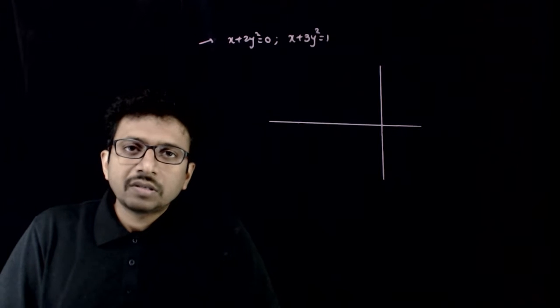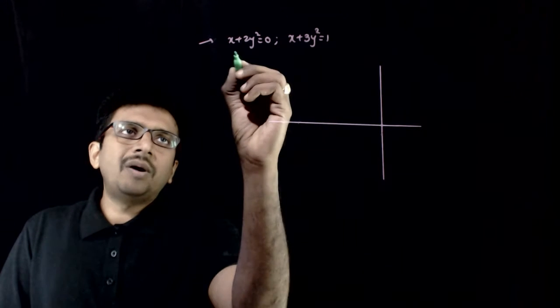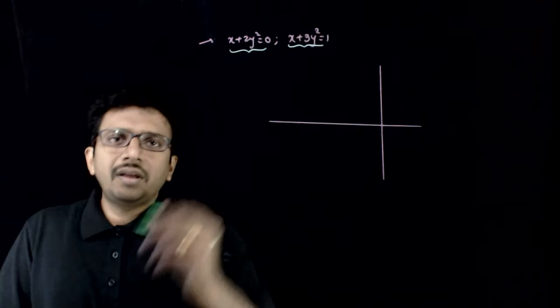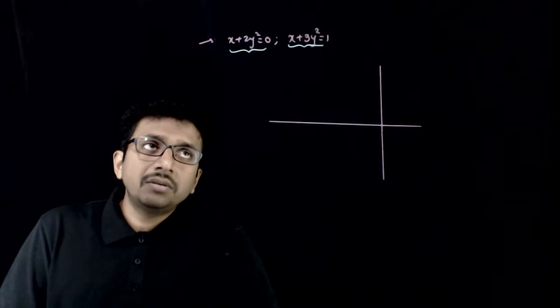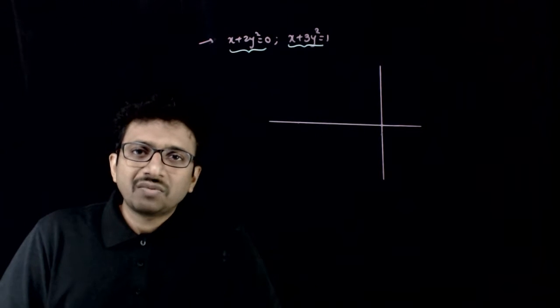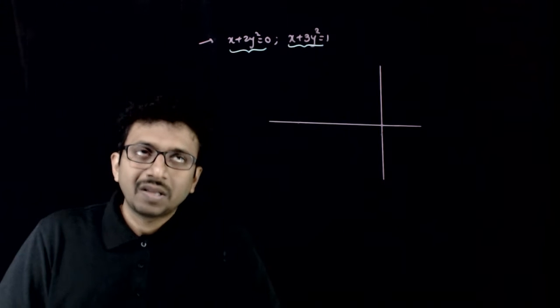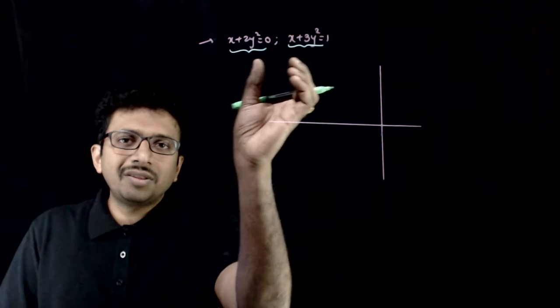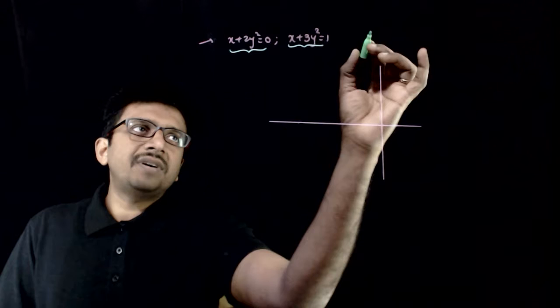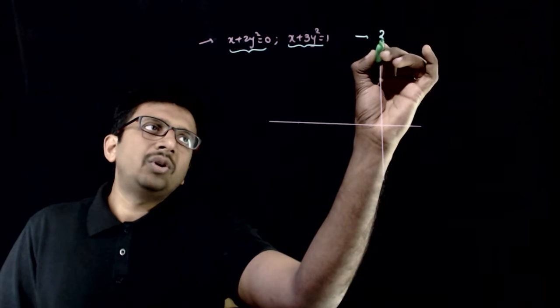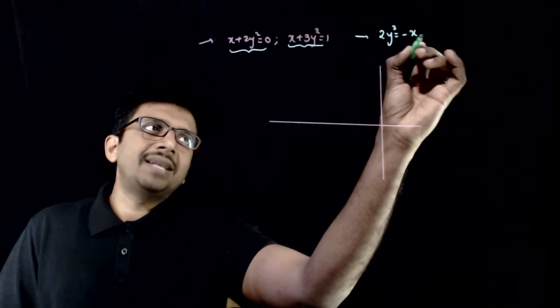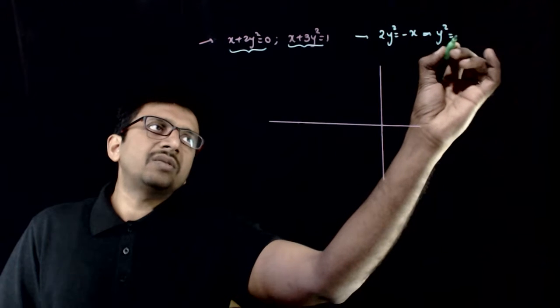So welcome students. In this question you're asked to find the area bounded by the curves x + 2y² = 0 and x + 3y² = 1. So first let us try to draw the graphs of these. The first curve is nothing but 2y² = -x, or y² = -x/2.